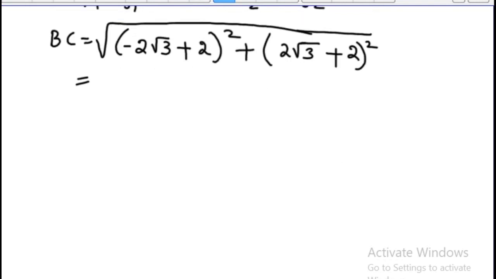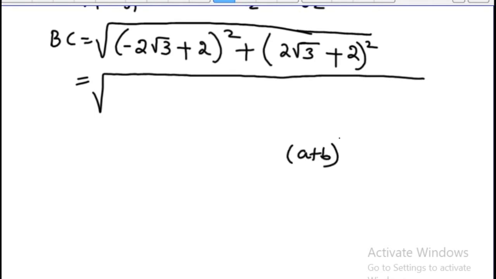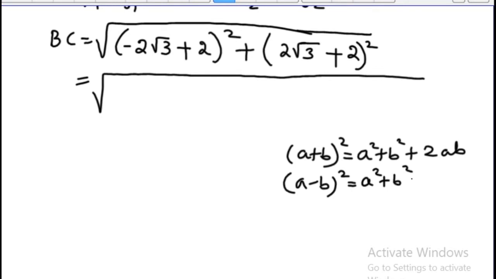It is in the form of (a plus b) whole square and (a minus b) whole square, because here we have a root 3. Okay, so use the formula. (a plus b) whole square is equal to a square plus b square plus 2ab, and another one, (a minus b) whole square is equal to a square plus b square minus 2ab. Because in one term we have a minus 2 root 3 and another term we have a plus 2 root 3.